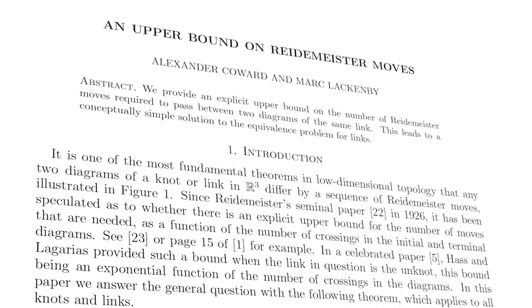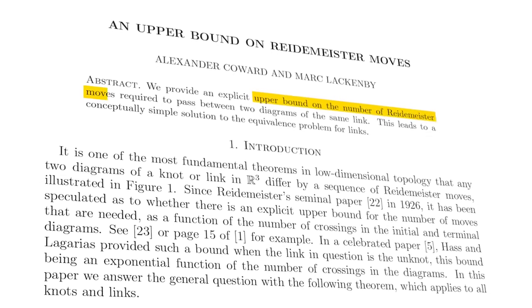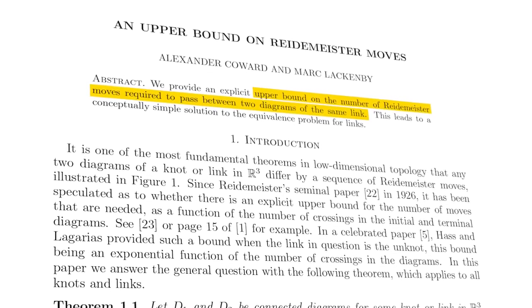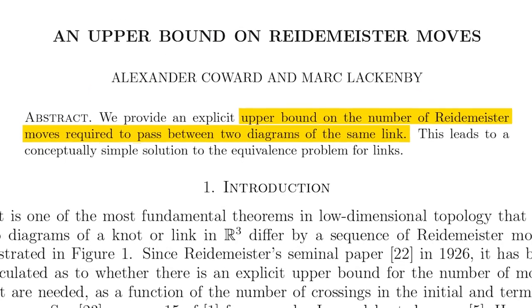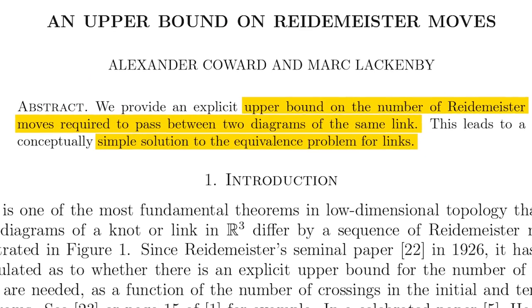In 2011, mathematicians found an upper bound on the number of Reidemeister moves needed to connect any 2 knots or links, solving the entire knot equivalence problem. This is the upper bound.